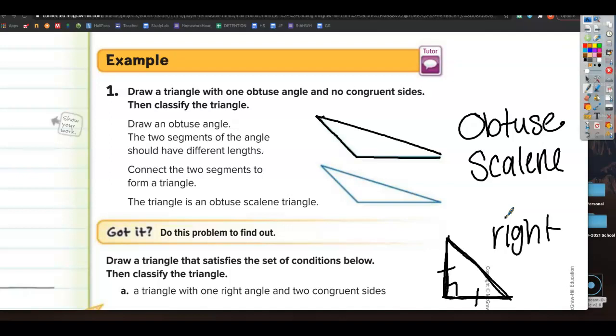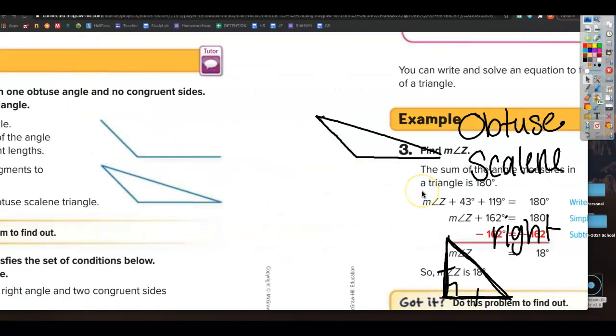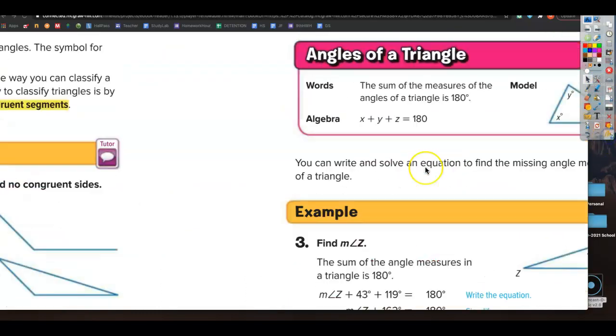Okay. I'm going to pass out these little triangles that I cut out for you. You will need them for... Oh, wait. No, I want to go to the next example first. Then I will give you them. So go to the next example.